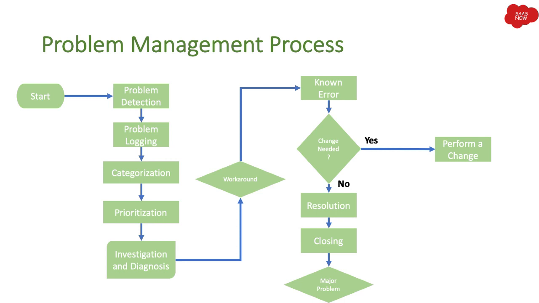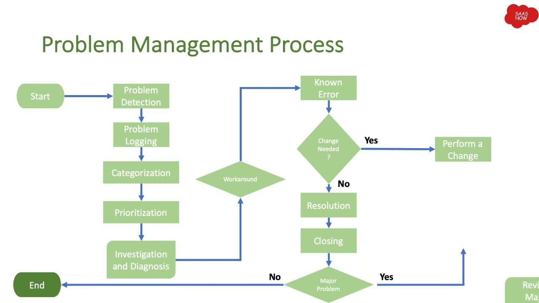And then we have major problem. That means if they are high priority problems. And if it's no, so the answer is no, then you will go for end. That means you don't have to do any kind of action. But if it's a major problem, and if the answer is yes, then it would go for review major problem.